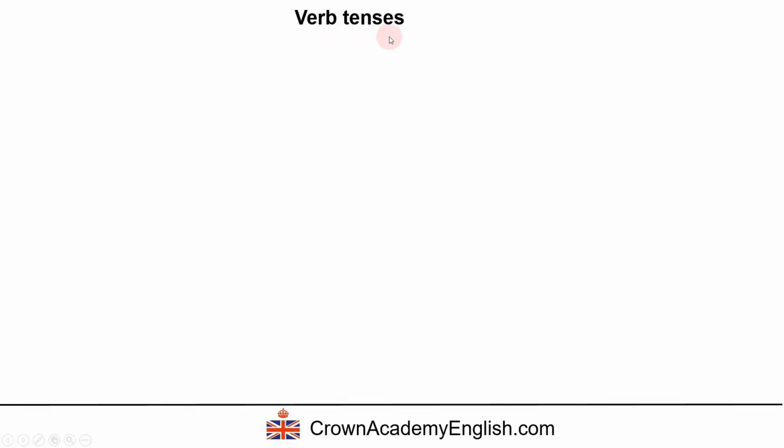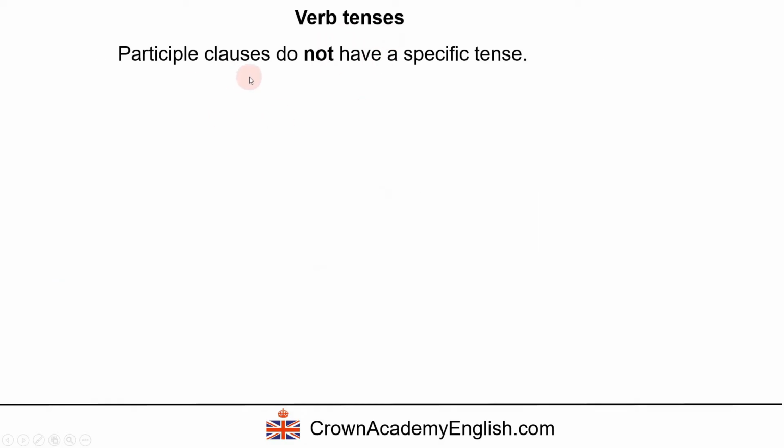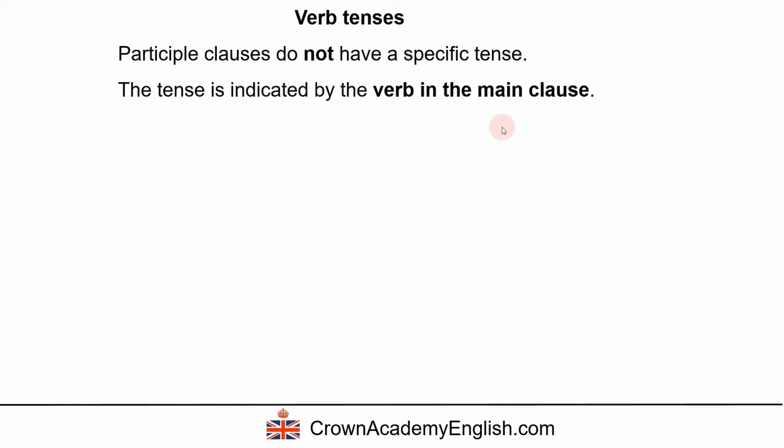The verb tenses. Participle clauses do not have a specific tense because running for the bus, that is not a tense. We do not know, did it happen in the past, present, or future? We do not know. Therefore, the tense is indicated by the verb in the main clause. In the main clause. So we know when something happened by the verb in the main clause.